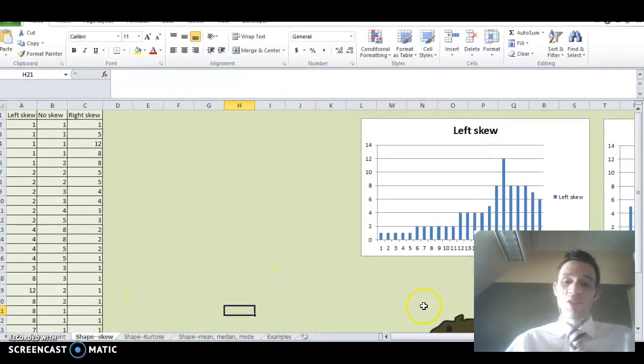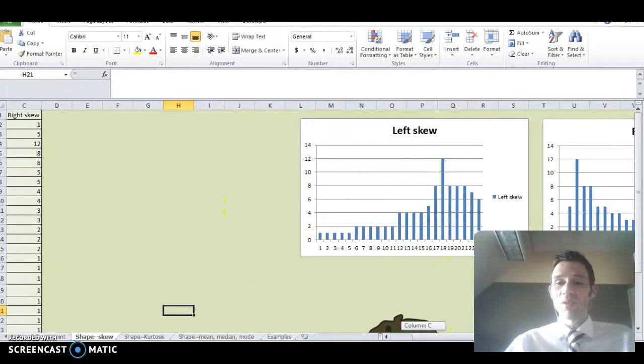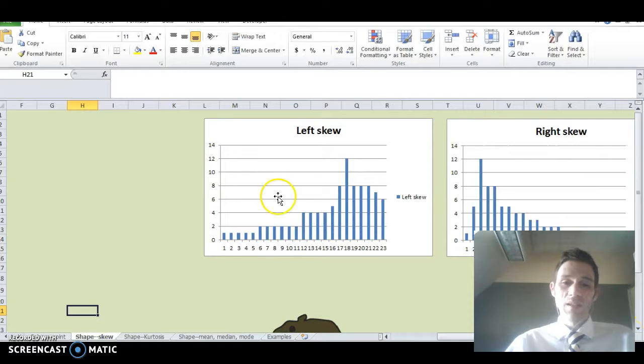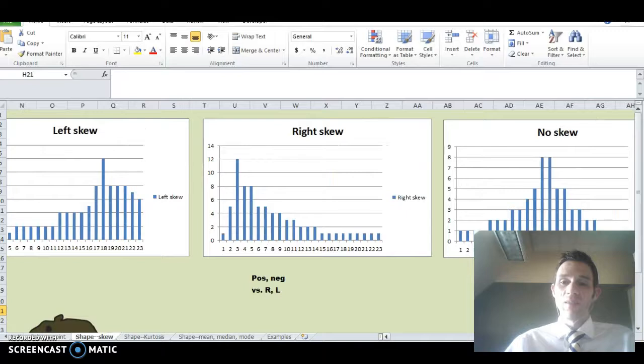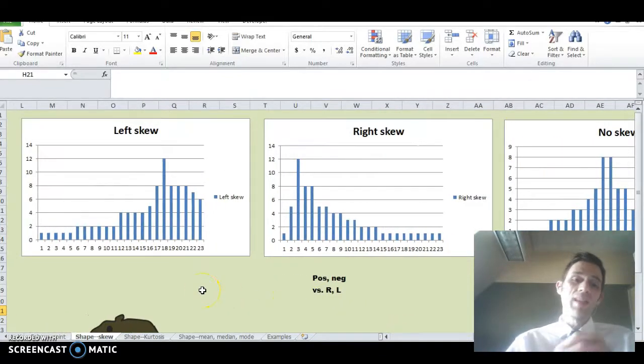So with that, we move to the shape of the data, and I've made some data sets over here that have different shapes. The first one has left skew. You can see it here. The second one has right skew. And the third one has no skew. What skew means is simply that the tail of the distribution is elongated in the direction of the skew. If we say left skew, it means the tail is elongated off toward the left. If we say right skew, the tail is elongated off toward the right, like you see here.